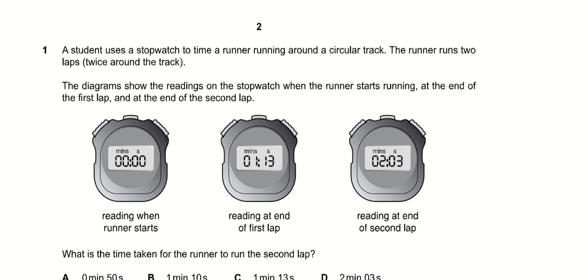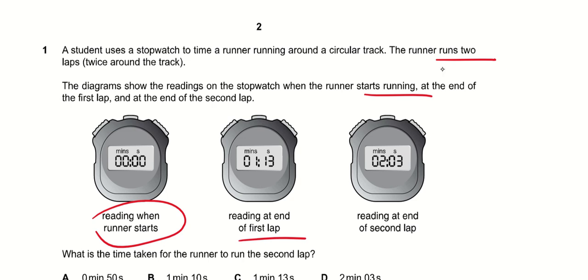A student uses a stopwatch to time a runner running around a circular track. The runner runs 2 laps around the track, that means twice around the track. The diagram shows the reading on the stopwatch when the runner starts running. So, of course, it starts at 0. And then at the end of the first lap, this is the time taken to finish one lap.